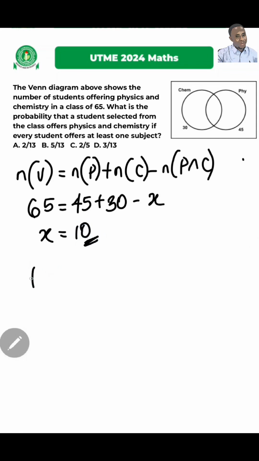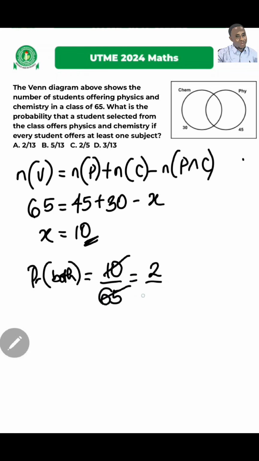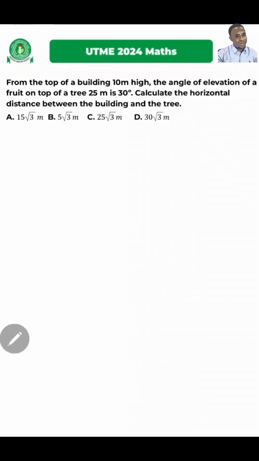Probability that a selected student offers both chemistry and physics will be equal to 10 out of a total of 65. 5 in 10 is 2, 5 in 65 is 13. So our answer is option A.